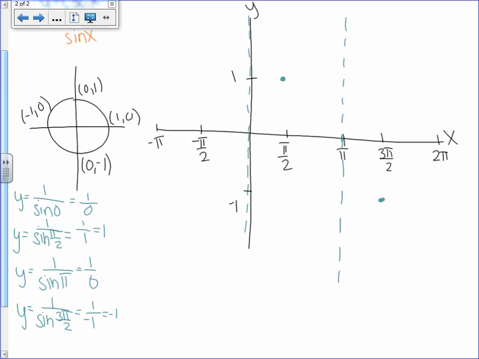Okay. And 2 pi is the exact same thing as 0. So since I had an asymptote at 0, I'm going to have the same thing at 2 pi. Okay, and notice I'm getting asymptotes at every integer multiple of pi. 1 pi, 2 pi, I would have an asymptote at 3 pi, 4 pi, 5 pi. The same thing is going to happen over here in negative pi. I'm also going to have an asymptote. And negative pi over 2 is the same thing as 3 pi over 2. So over here at negative pi over 2, I am also going to be at negative 1.